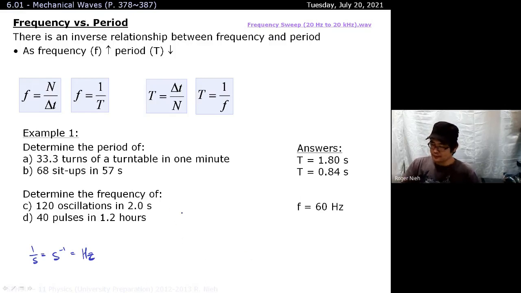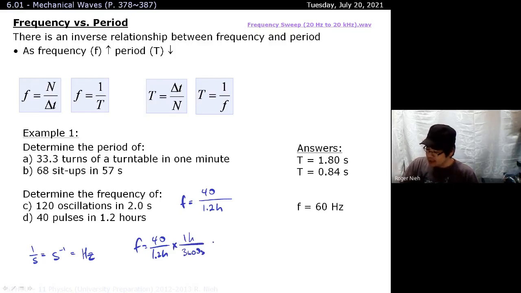Okay, the last one. Again, frequency is equal to number of events over time, so 40 pulses over time, but remember the time needs to be measured in seconds. So you have to convert the hours into seconds. You have 40 over 1.2 hours, multiplied by, for every 1 hour, there are 3,600 seconds, and that's how we can get it into per second, right? Per second is hertz. So 40 divided by 1.2 divided by 3,600 does give you a very small value.